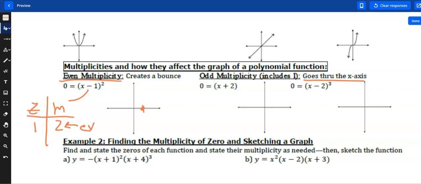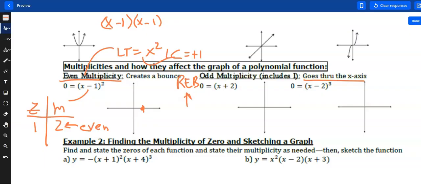That's an even multiplicity. And when we have that even multiplicity, you can do those same things that we've talked about. If we found our leading term, I'll call it the LT, that would be x minus 1 times x minus 1, so that would be x times x, or x squared. The leading coefficient, LC, equals positive 1, so the right-hand behavior is up. But because it's an even degree, the left-hand behavior is the same as the right, so it also has to be up.